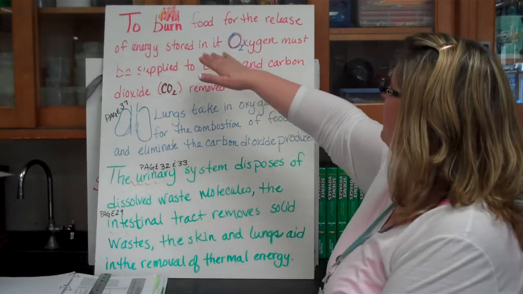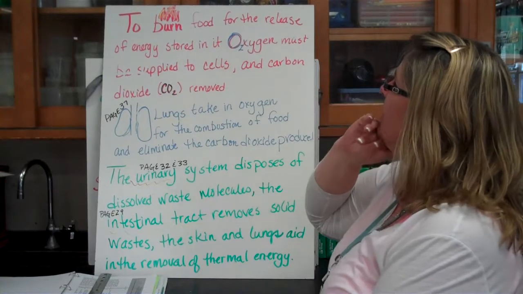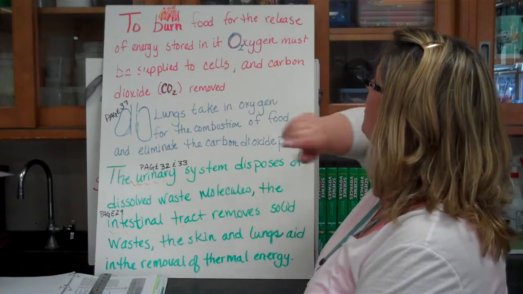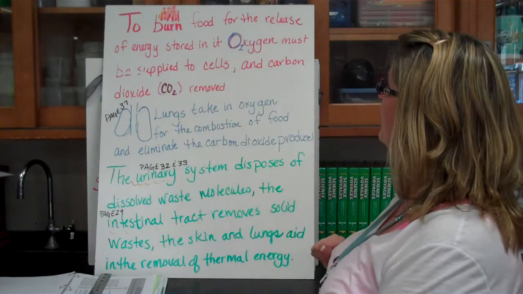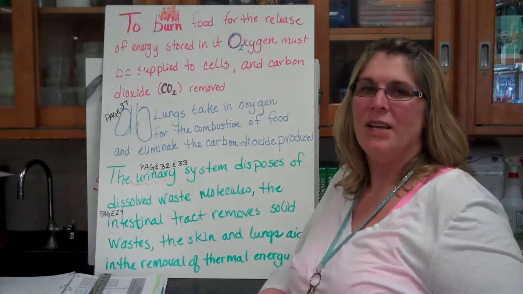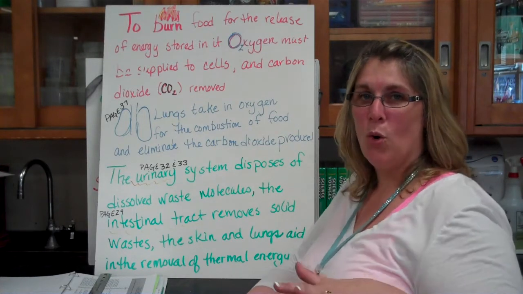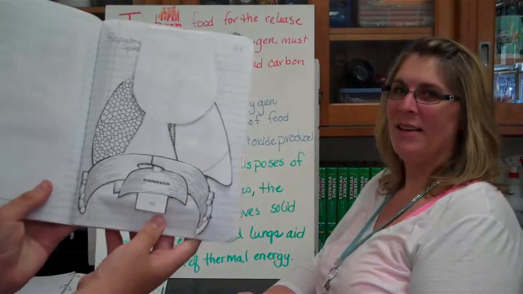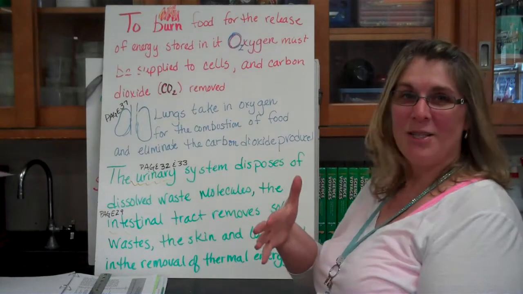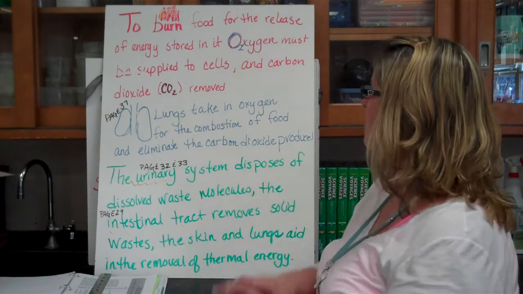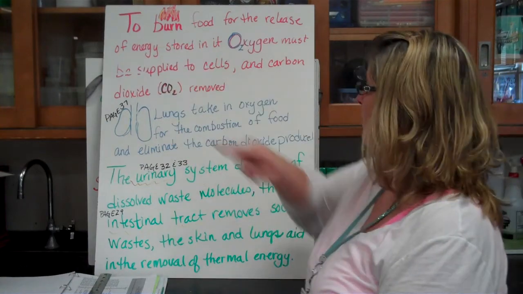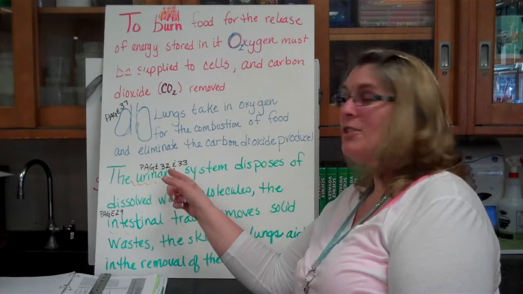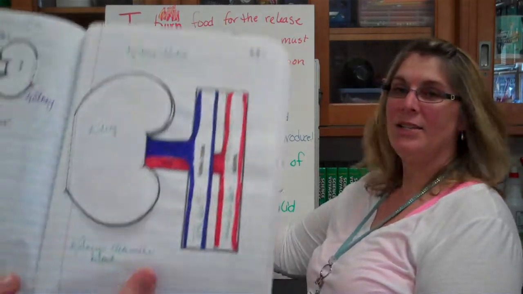To burn food, you see it's on fire, for the release of energy stored in it. So to burn food for the release of energy stored in it, oxygen must be supplied to the cells and carbon dioxide must be removed. On page 37 in your notebook, the lungs, it talks about the respiratory system. Lungs take in oxygen for the combustion of food, to burn up the food, and to eliminate the carbon dioxide produced.